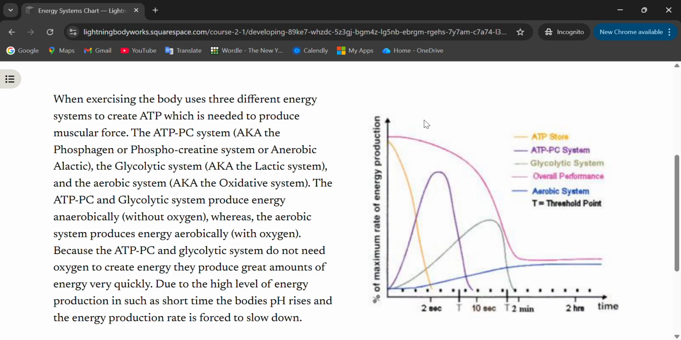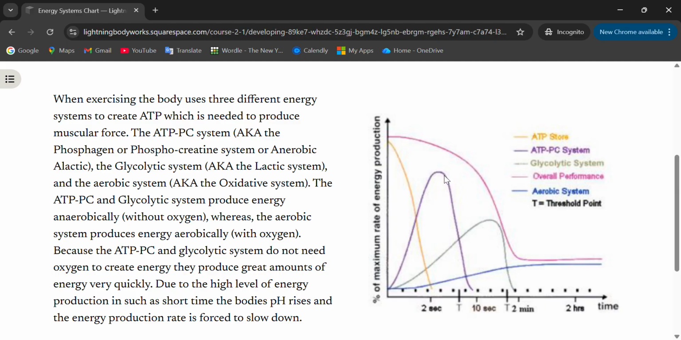Our energy systems, basically showing ATP store, which is just what you have stored in your muscles. It'll last for 2 seconds, maybe less. ATP-PC system, so your creatine phosphate, will last approximately 10 seconds, less if you're untrained, more if you are trained, maybe up to 15 with supplements.